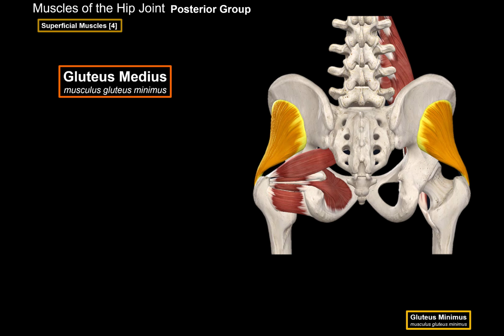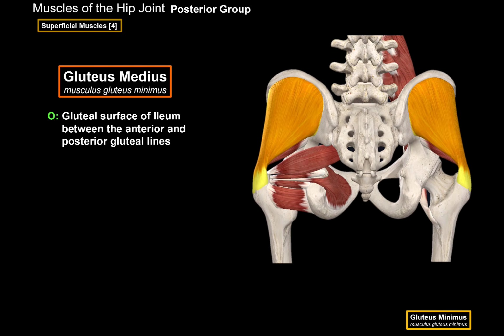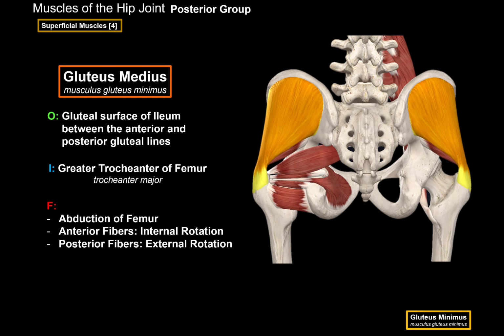Then we have the Gluteus Medius, which is here. It originates from the surface of the ilium between the anterior and the posterior gluteal lines, and inserts at the greater trochanter of the femur, as you see here. The function is exactly the same as the Gluteus Minimus, which is abduction of the femur and internally or externally rotating the thigh, depending on which fibers are contracting.